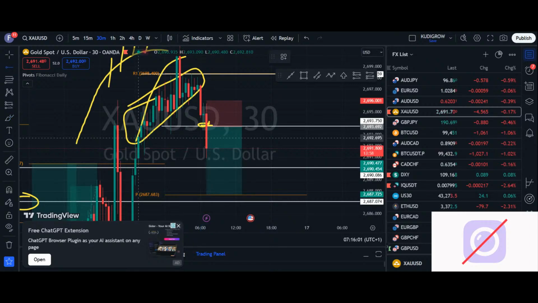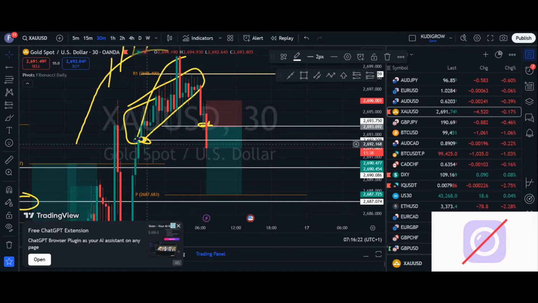That is to take your partials. This base right here, let me mark it out, which if you mark it out is here. You can take out 70 to 80% of your trade and then allow the remaining 20% to run. I believe you guys know how to take partials.